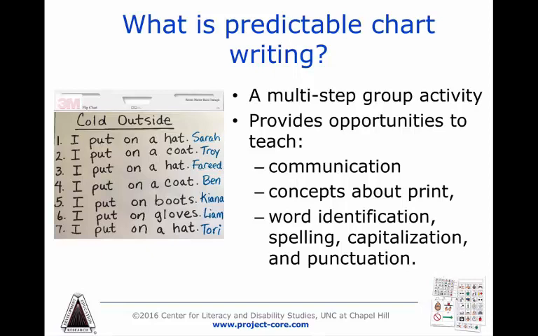Predictable chart writing is a multi-step group activity. It provides a framework for teaching communication using core vocabulary, print concepts, writing, and interaction around a topic. It also provides opportunities to teach concepts about print and build early skills in word identification, spelling, capitalization, and punctuation.